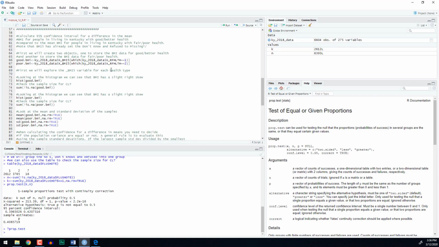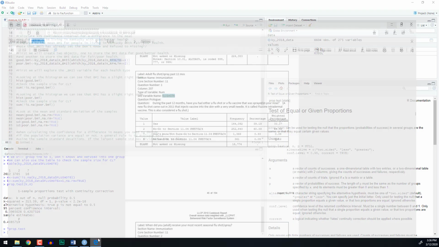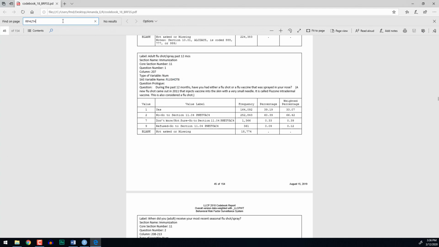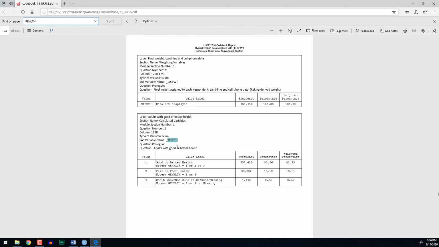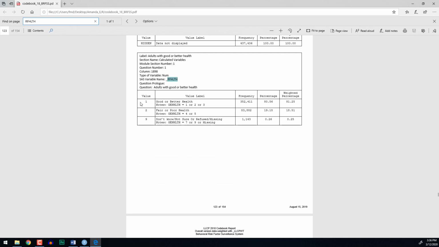So the first thing we're going to do is look at our two variables. Remember that our two variables now are going to be BMI, and then the variable that tells us about whether or not somebody said good or better health compared to fair or poor health is the RFHLTH variable, rather. So let's copy this and go to our code book. So here is our variable. So notice if a person says 1, they had good or better health, 2, fair or poor, and then a 9 was don't know, not sure, or refused.